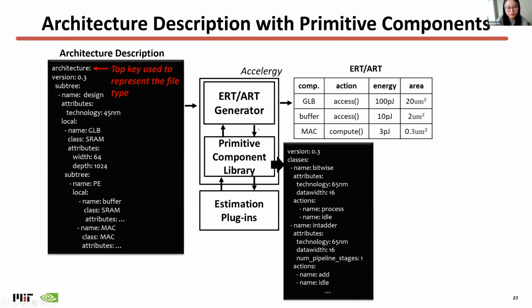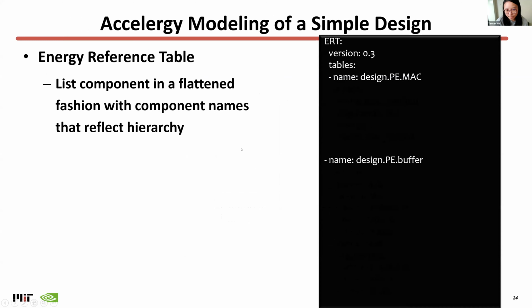So now we have both the architecture description defined in YAML format and the primitive component library defined in YAML format. And we can see that we also have an important top-level key that specifies what the type of this file is. So in this case, for example, the architecture description will have a top key architecture. And of course, the primitive component library lives in Accelergy, so it doesn't really matter. So with these two inputs, Accelergy will produce an energy reference table, which basically tells us what's the energy per action values for the components in the architecture.